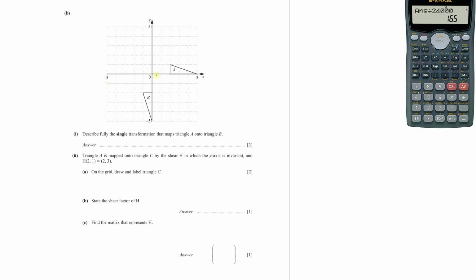Part B: you're given triangles A and B. First, describe fully the single transformation that maps triangle A onto triangle B. If you see this triangle A, this is not a translation, because in a translation the orientation remains the same. You can clearly see that the orientation of the triangle has changed. So can it be a rotation? If I rotate A like this, it will end up looking something like this, with this towards the left.